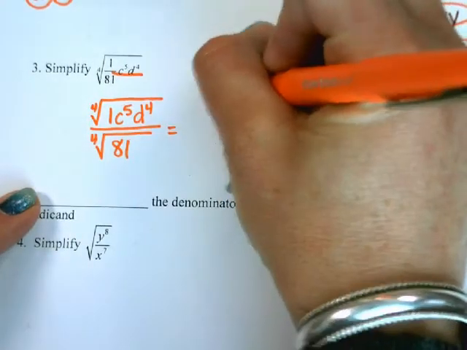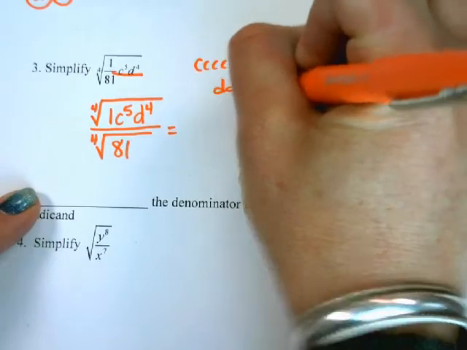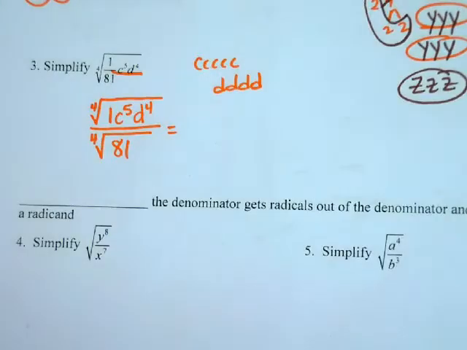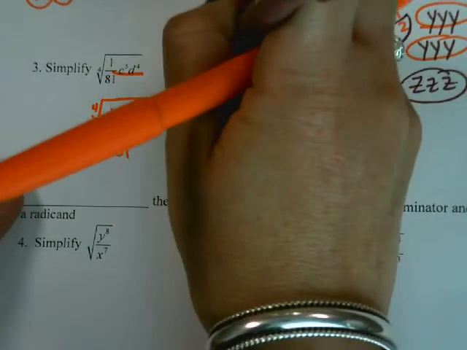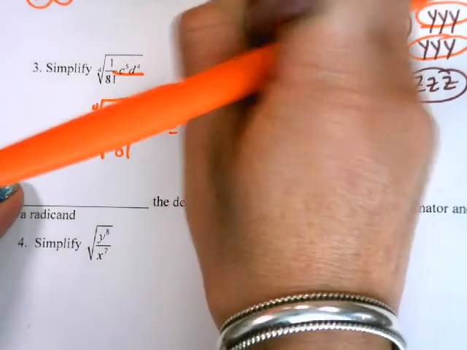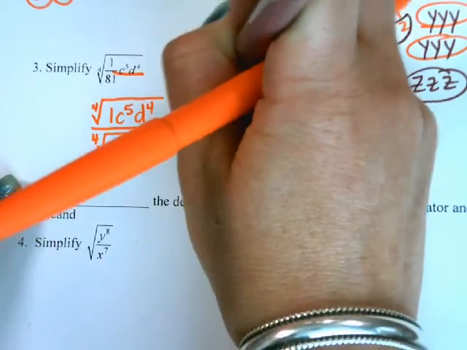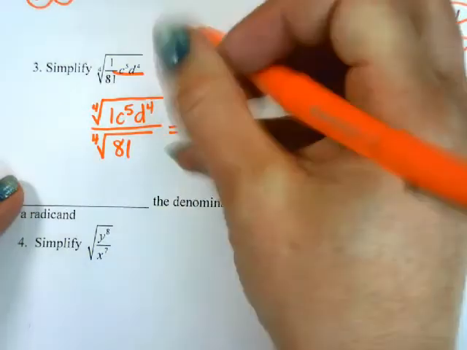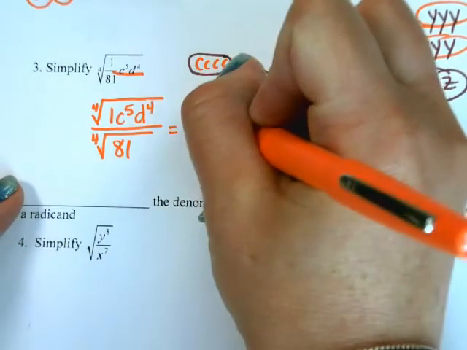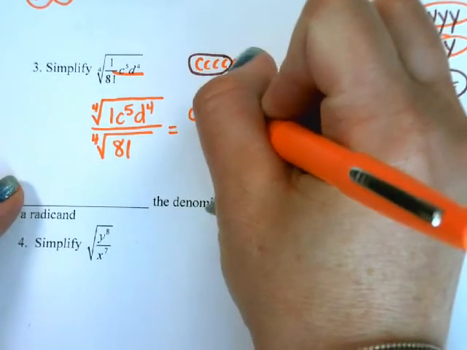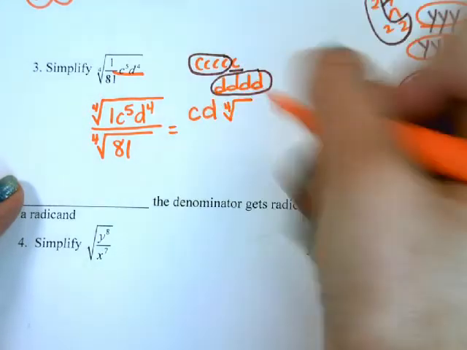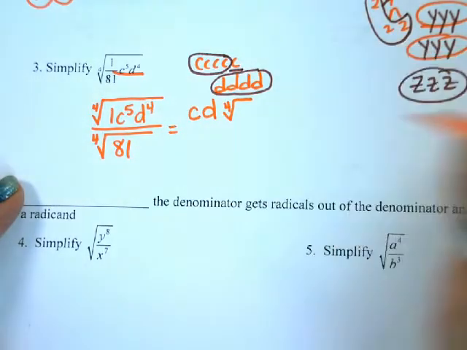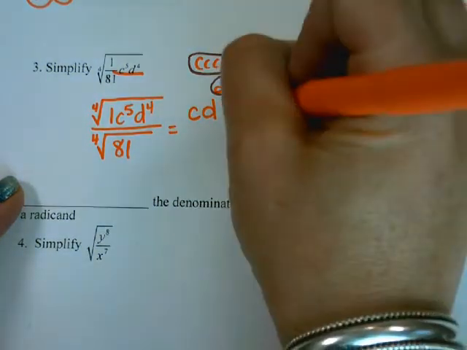How many go in a group? What's my index? 4. 4 c's in a group, 1 left over, all the d's in a group. So I have a group of c's that come out, a group of d's that come out. Who has to stay? 1c.